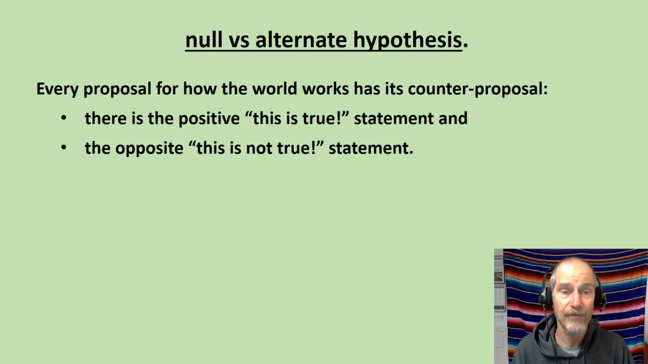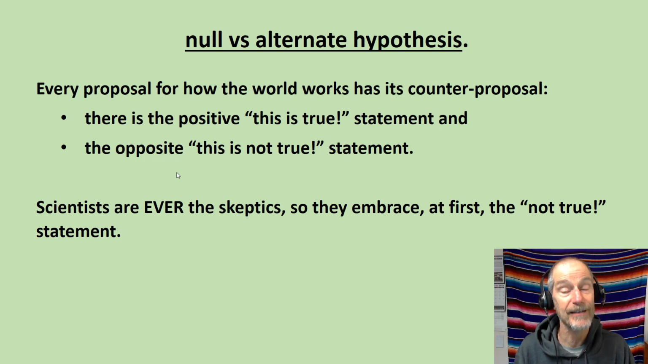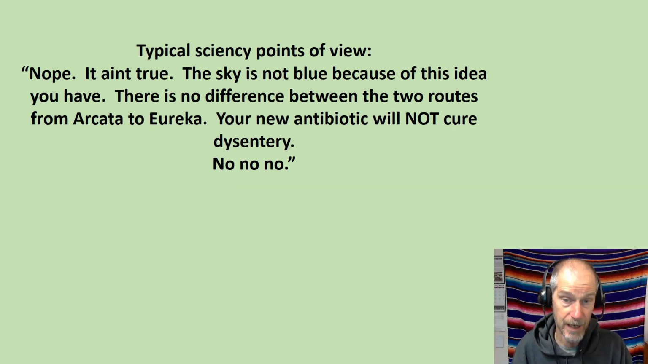Here's how it works. Every proposal for how the world works has its counter proposal. For instance, there's the positive, this is true statement. There's an opposite, that is not true. So that's kind of where we're coming from with this concept of null versus alternate hypothesis. Scientists are ever the skeptics, and so they embrace at first the not true statement. This is not true. What?